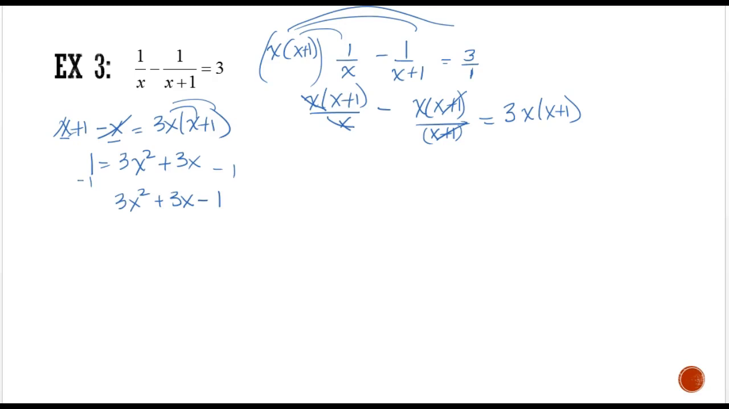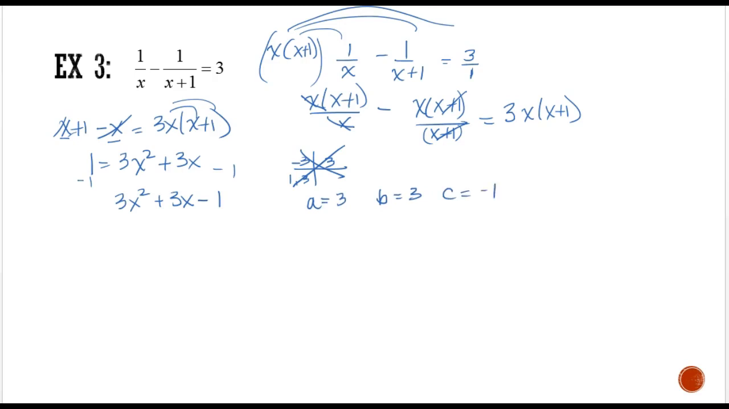If we multiply a times c, we get negative 3, and they have to add to 3. Well, the only factors of 3 are 1 and 3. They don't add to 3, so factoring isn't going to work. So what could we use? We can use the quadratic formula. Okay, a is going to be 3, b is 3, and c is negative 1.